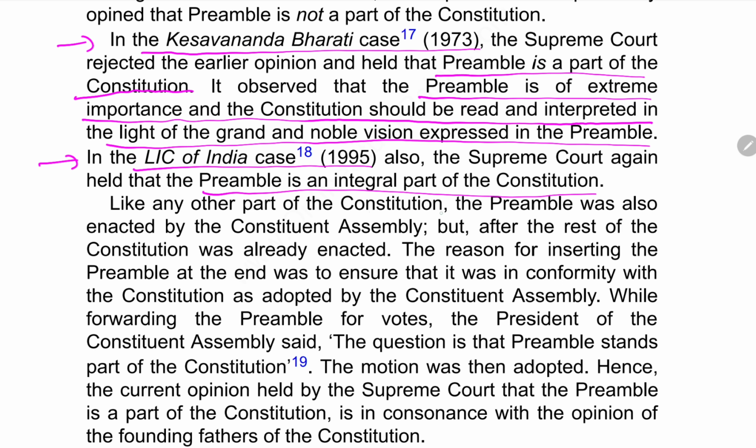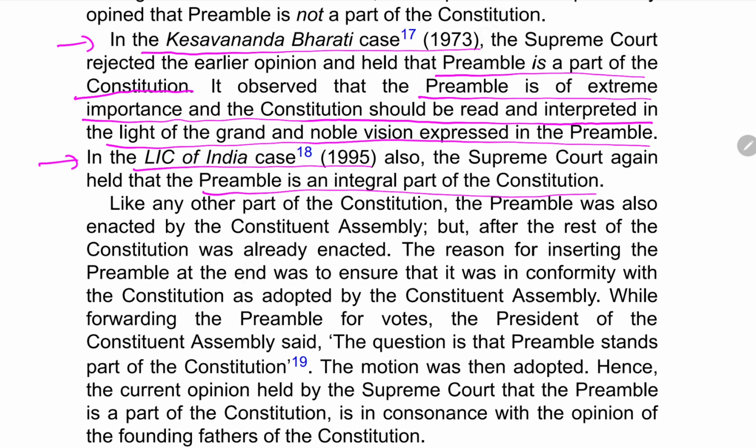Like any other part of the Constitution, the preamble was also enacted by the Constituent Assembly, but after the rest of the Constitution was already enacted. So it came very late. The reason for inserting the preamble at the end was to ensure that it was in conformity with the Constitution as adopted by the Constituent Assembly. While forwarding the preamble for votes, the President of the Constituent Assembly said, "The question is that the preamble stands part of the Constitution." The motion was then adopted. Hence, the current opinion held by the Supreme Court that the preamble is a part of the Constitution is in consonance with the opinion of the founding fathers of the Constitution.